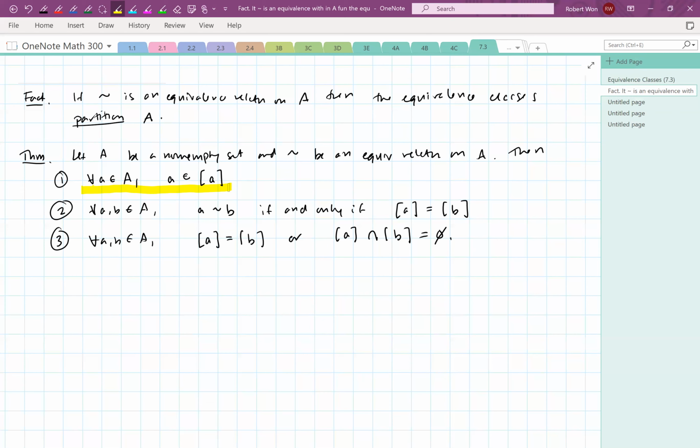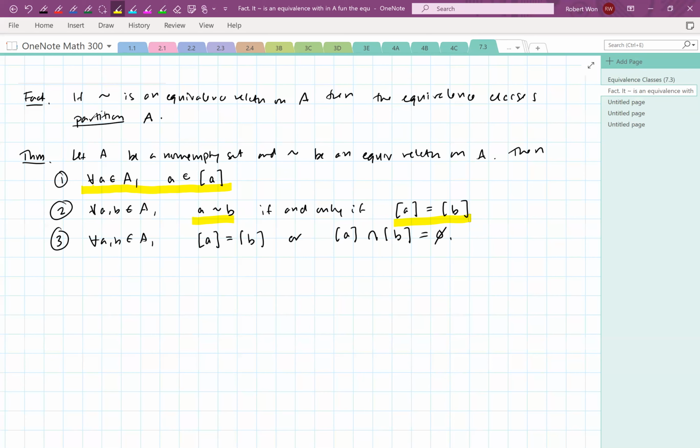Okay, part 2 here says sort of two different things. One thing that it says is that if you take two equivalent elements, again, these could be different equivalent elements, right? I'm not saying they're equal, but they could be different equivalent elements, then they will determine the same equivalence class. The equivalence class of a will be exactly the same as the equivalence class of b. But because it's an if and only if, it also says that if a and b are not equivalent, then they determine different equivalence classes. So if you take two non-equivalent elements, you'll get two different equivalence classes.